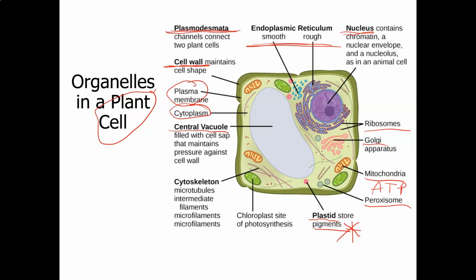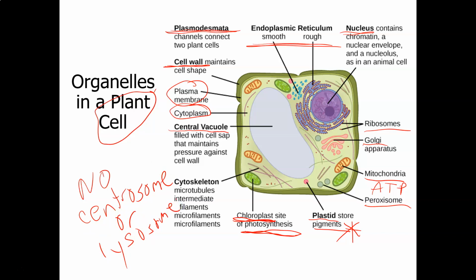And the chloroplast in particular is found in plant cells and not animal cells, and that's where photosynthesis occurs. It stores the pigment chlorophyll as well as some other pigments. And then there's also the cytoskeleton. What you do not have is a centrosome or lysosome.